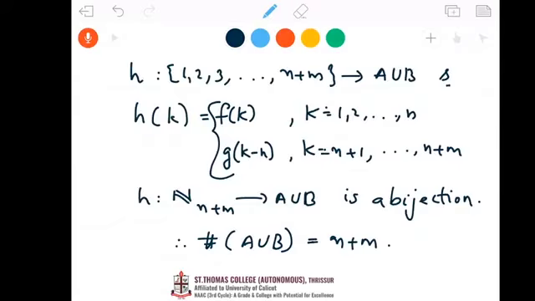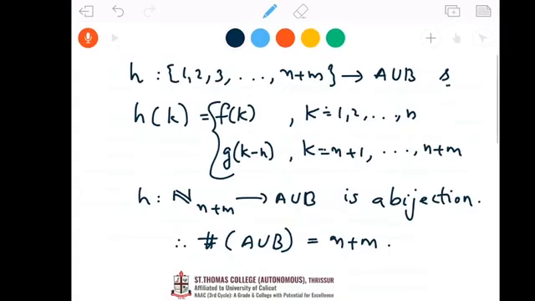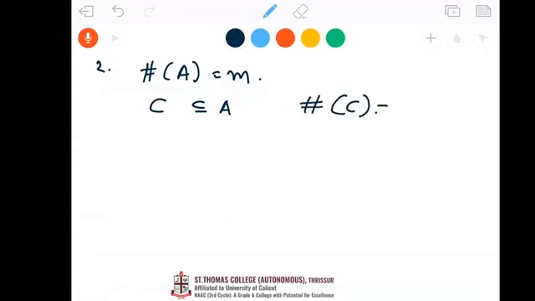Okay, this is the first part of our theorem, and the second part says that suppose A is a finite set with m elements, and C is a subset of A, and C contains only one element. So the number of elements in C is equal to 1.